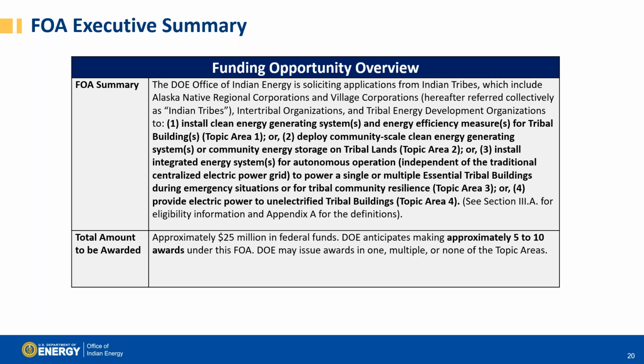The funding opportunity overview, beginning on page 1 of the FOA document, includes key information on this FOA. This information is summarized on this and the next few slides that we'll share with you. We'll go over this information as part of this presentation, but it is provided here as a summary. There are 4 topic areas under which you can submit an application as described in the FOA executive summary. And we will discuss each of those topic areas in more detail later in this presentation. We have approximately $25 million in federal funds available to make 5 to 10 awards under this FOA. And maybe I'll just give you a few seconds here to read this slide before we move on to the next one.